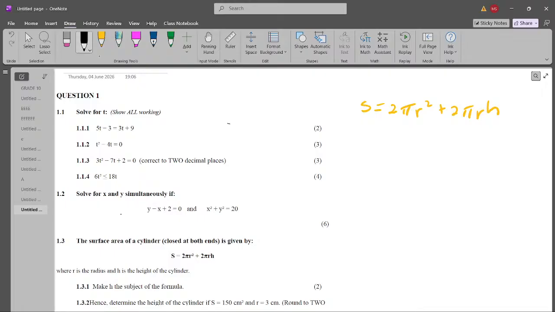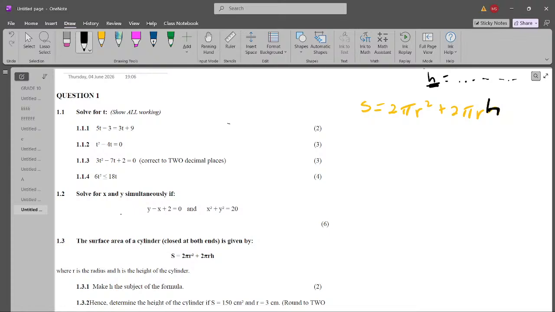Where's our h? Here's our h here. We need to make this the subject of the formula. Meaning, after we have simplified everything, we need to have h is equal to something. Then we have made h the subject of the formula. And then how do you make h the subject of the formula?